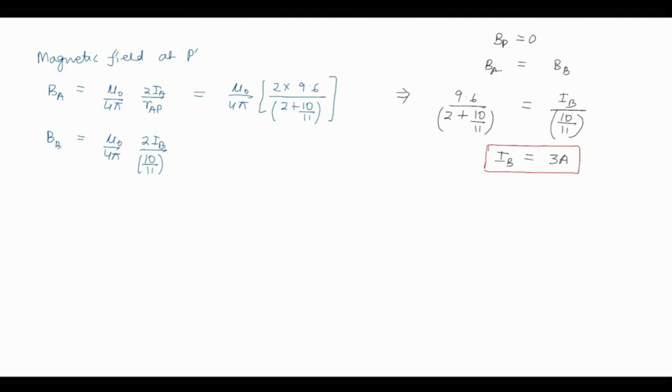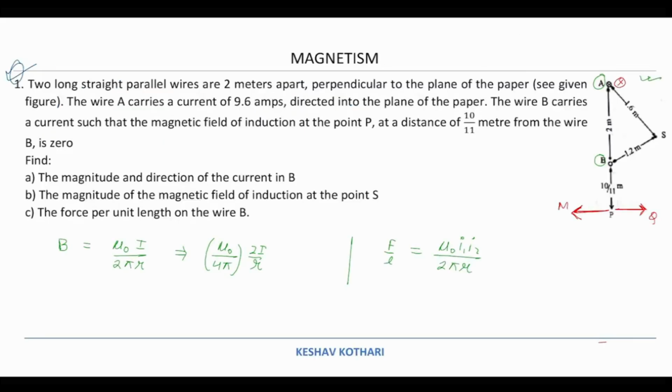Now let us move back to this diagram. The next question asked is the magnitude of the magnetic field of induction at the point S. If we consider the dimensions, they are those of a right angle triangle, and we can clearly find that angle ASB is equal to 90 degree. So it is a Pythagoras triplet, and angle ASB is equal to 90 degree. For this part, we can write SA square plus SB square is equal to AB square. So it is clear from this triangle that it is a right angle triangle.